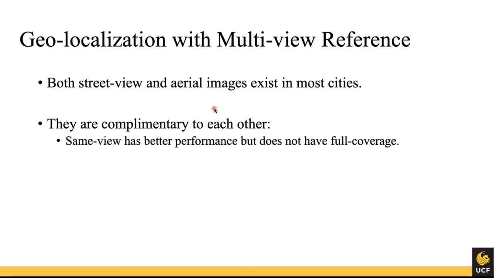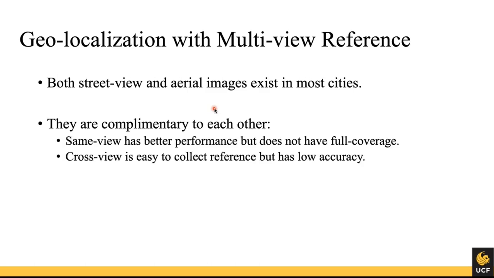The same view has better performance but does not have full coverage. But the cross view is easy to collect, because satellite images are easily collected. However, because of the appearance gap, they have low accuracy. So we should consider combining these two views together. Whenever a query location has both street view as well as satellite view images, we can use them both to further improve the overall retrieval performance.